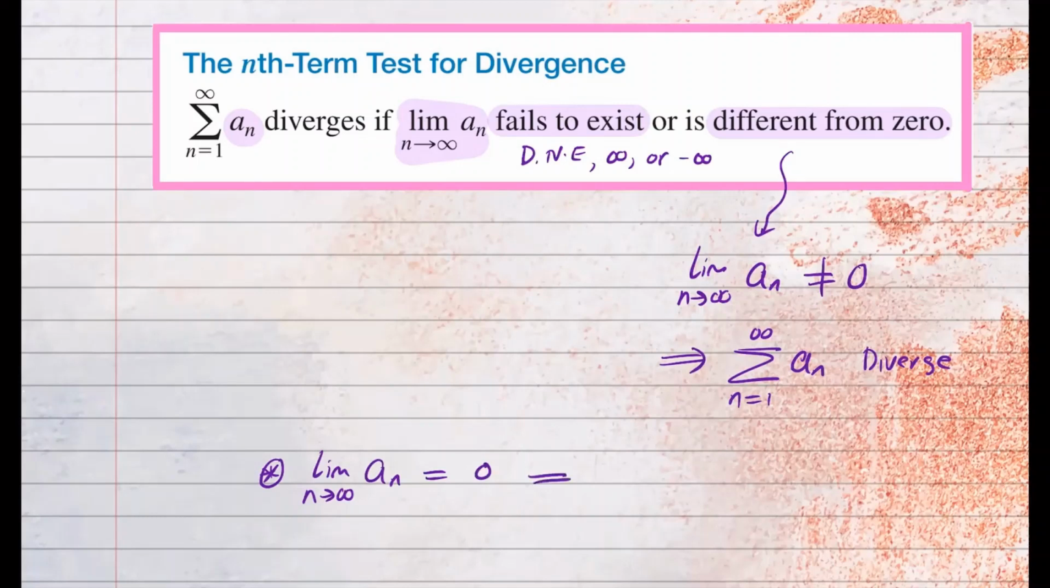So this means that this test is inconclusive, meaning you cannot draw a conclusion from the test. That means you have to apply different tests to figure out if it's going to converge or diverge. So be very careful. We have to make sure the limit either doesn't exist or it's different from zero. Let me show you some examples and see how you feel.